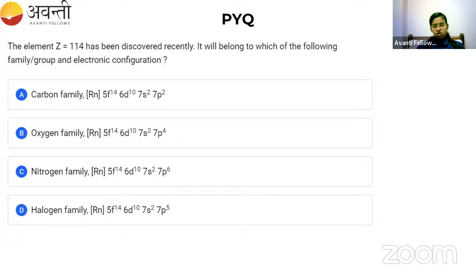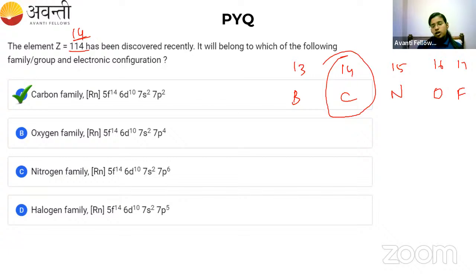It is not option B or C. It is actually option A. Option A is the correct answer. See, it is ending with 14. 14 means it belongs to the 14th group. 14th group elements are the carbon family, carbon group. 13 means boron, 14 means carbon, 15 is nitrogen, 16 oxygen, 17 fluorine, 18 neon. So 14 means it is carbon.